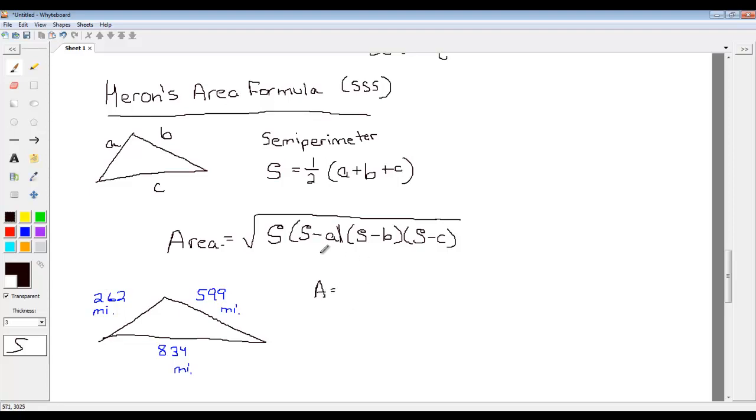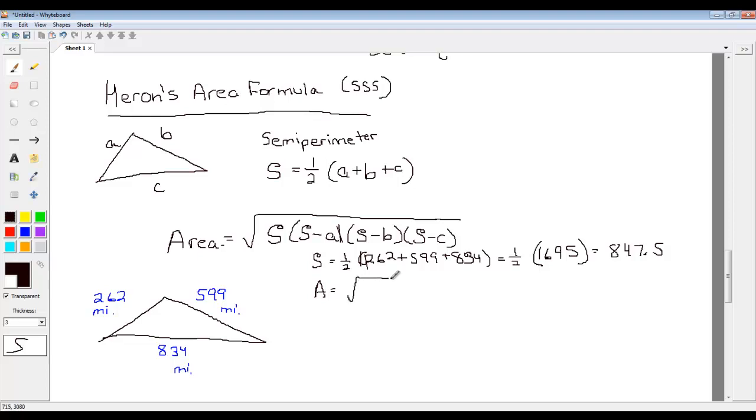Well, first, let's find the semi-perimeter. Half of the 262 plus the 599 plus the 834. So that's half of 1695. Let me double check. I just did that in my head. 15, carry the 1, 7, 16, 19, carry the 1, 3, 8, 16. Okay. Then half of that would be 847.5.